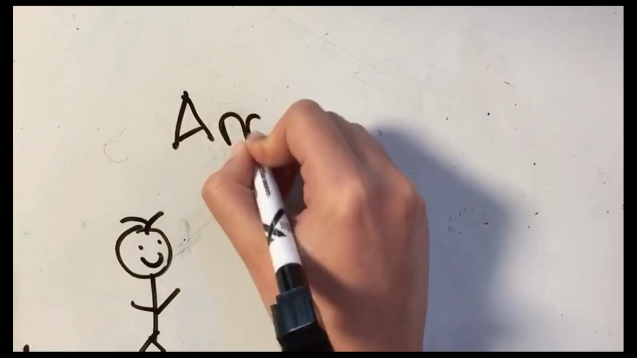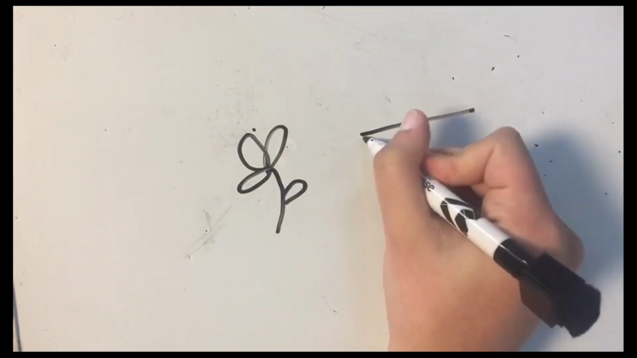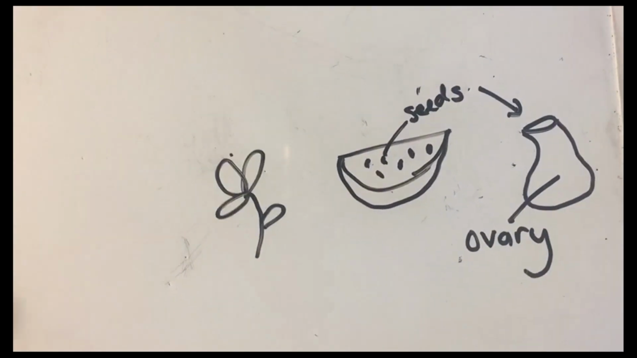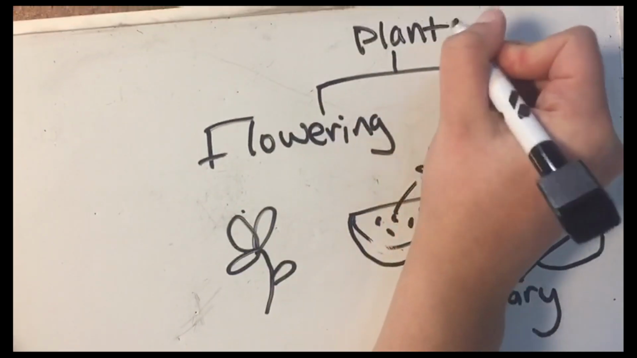On today's video, we will be discussing angiosperms. They are flowering, fruit-bearing plants or trees known for having ovules, and therefore seeds developed within an enclosed ovary. They belong to the kingdom Plantae and are widely known as flowering plants.